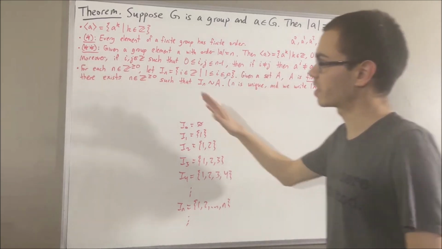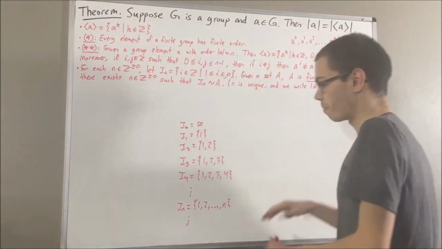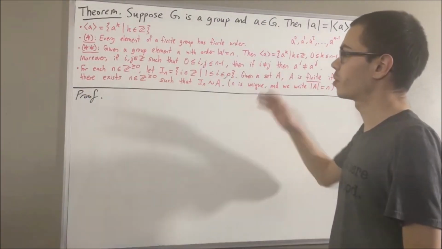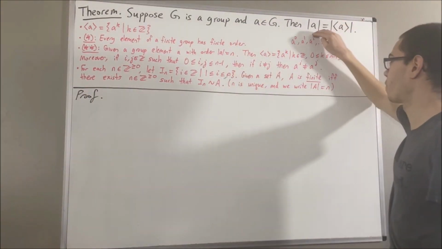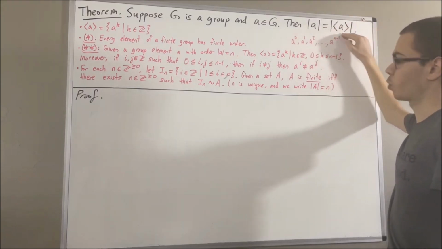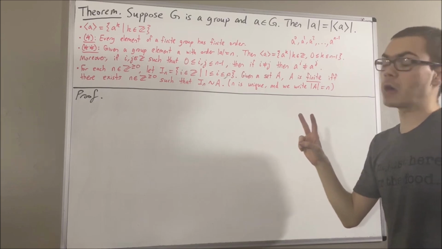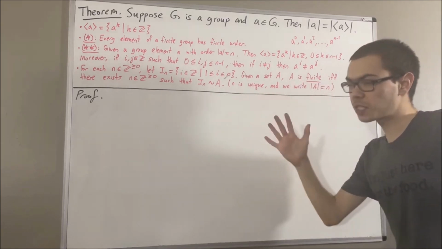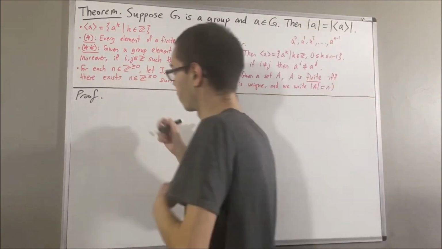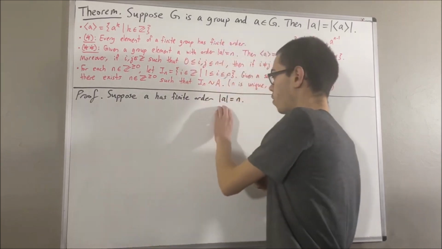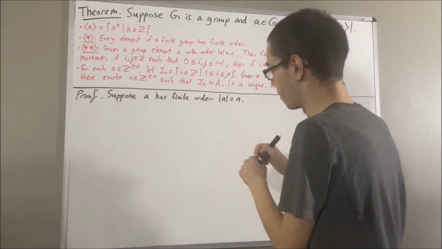Okay, so now let's get into proving this theorem. Now the whole goal is to prove that the order of A is equal to the order of the group generated by A. And to prove that, we're going to split this up into two cases. Either A has finite order or A has infinite order. Let's first consider the case A has finite order. And we'll say that the order of A is equal to the positive integer n.